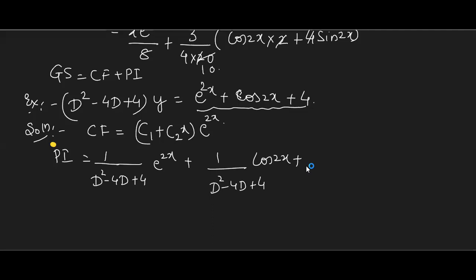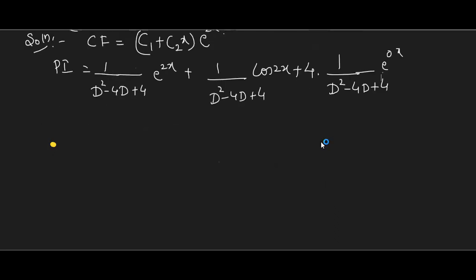How have we treated a constant if it is present in the RHS part? 4 into e raised to 0x. Very good. So this is 4, I'll write here, and the function is e raised to 0x. Hope it is clear? Let us do one by one. Here, if you see, d has to be replaced by 2.